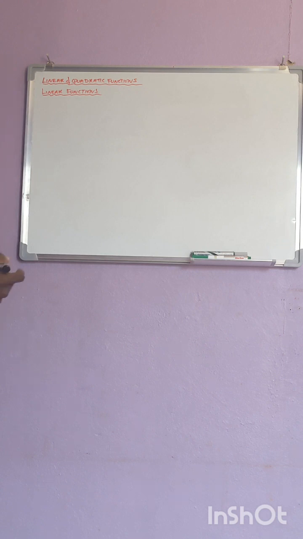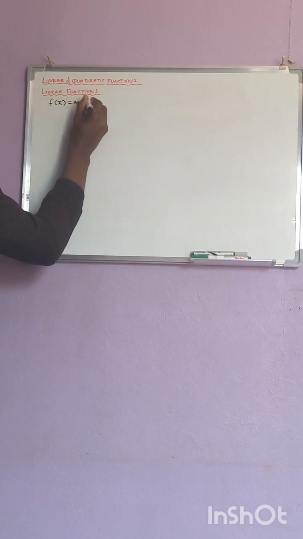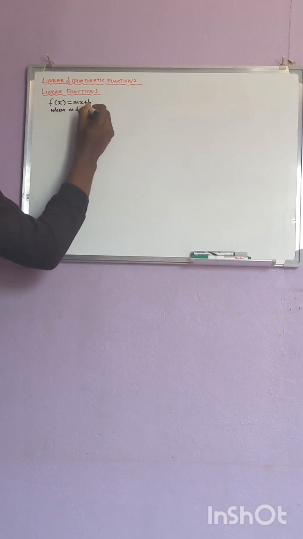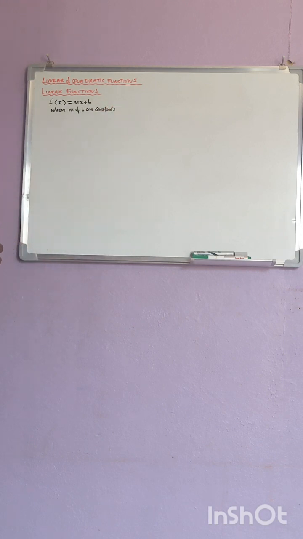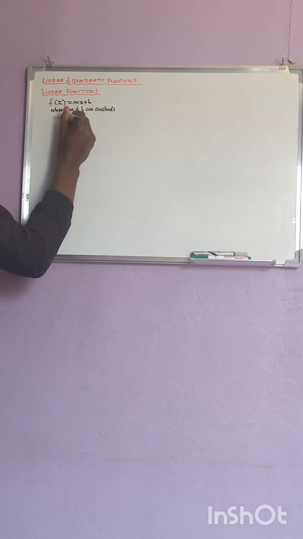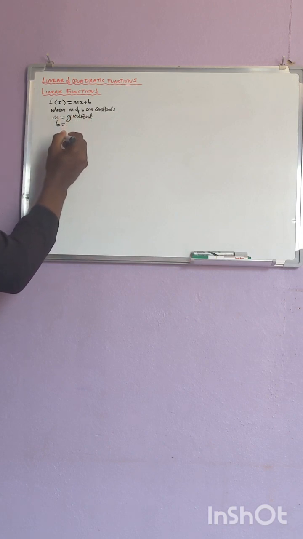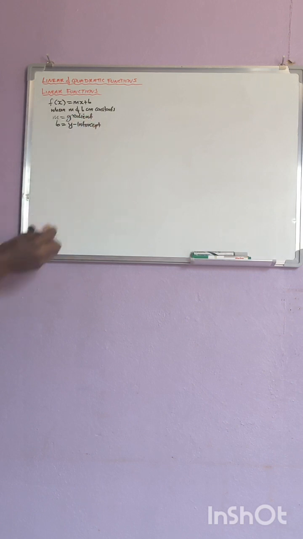Linear functions are of the form f of x is equal to mx plus b, where m and b are constants. m is the gradient, b is the y-intercept.